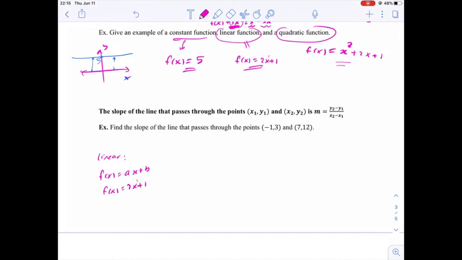Now we want to find the slope. What is the slope? The slope is given by this formula. M equals y2 minus y1 over x2 minus x1. So we need to name the points. This is x1, y1.